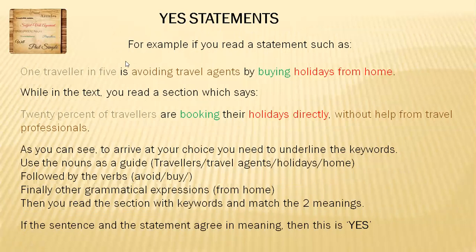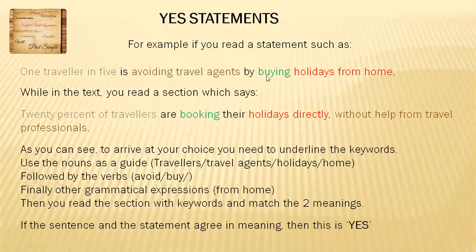Okay, so let's look at this. 1 in 5 equals 20%. 5 times 20% is 100. 1 in 5 is the same thing. Okay. Without the help from travel professionals, avoiding travel agents, they're the same thing. If I avoid a travel agent, it means I don't use them. If I do it without their help, it means I don't use them.